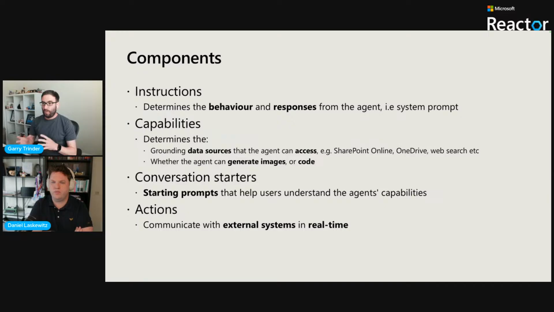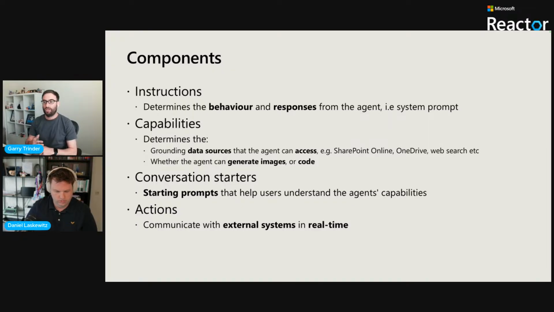So let's break a declarative agent down into its individual components. There are 4 components that we're going to talk about as we go through the different demos. There are different ways of implementing these based on the tool that you choose, but all 4 of them still apply.